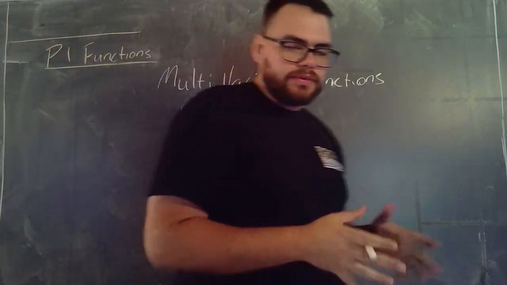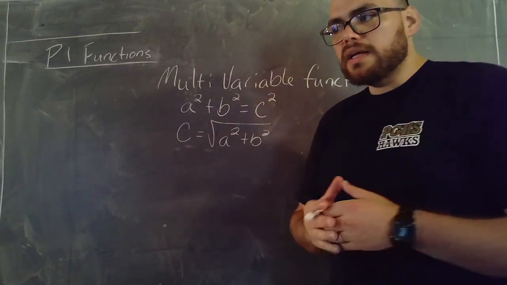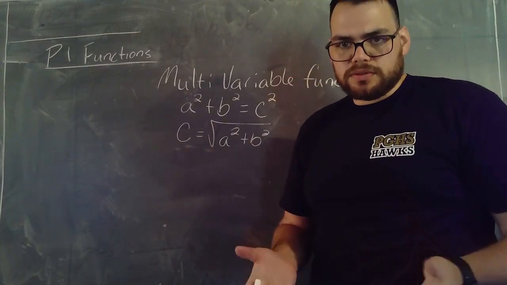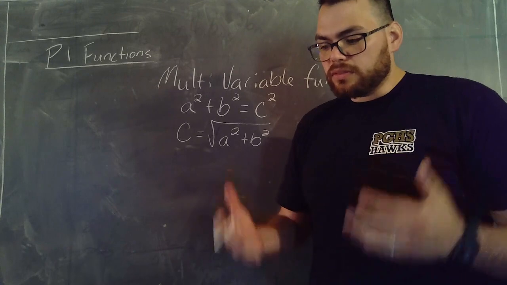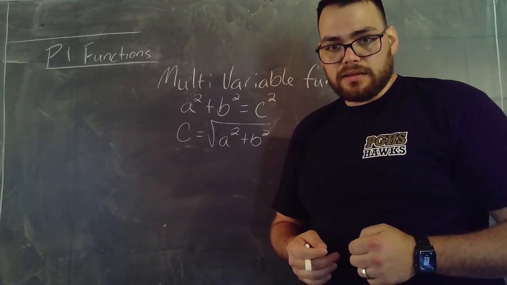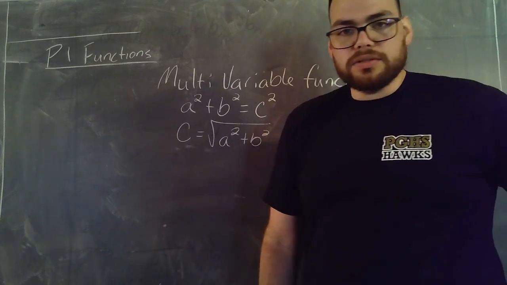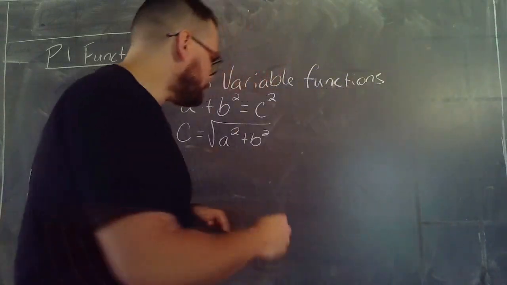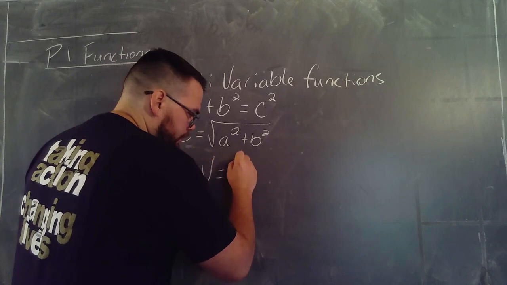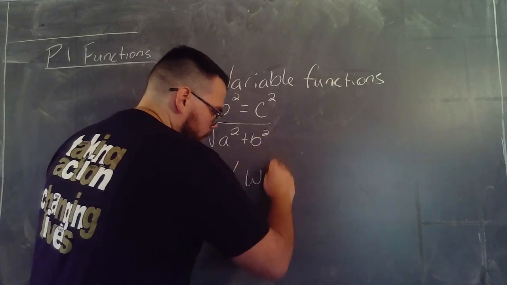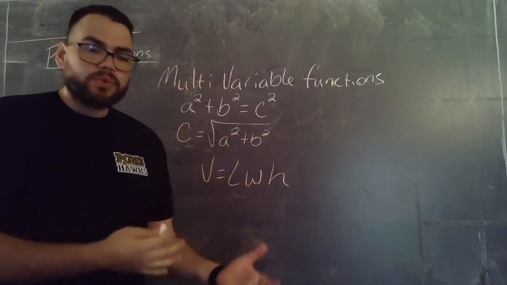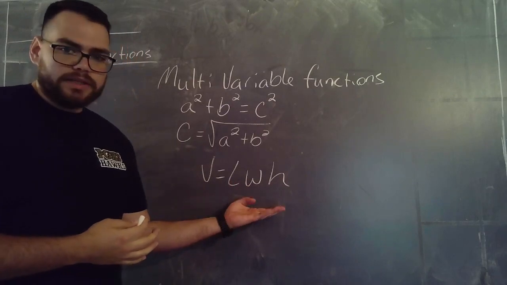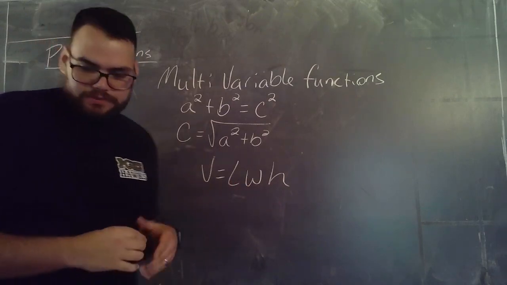Another multivariable function that we actually use a lot is volume. Volume is also a multivariable function. We have three variables in that is related to what the volume is. The volume of the room that I'm in. Volume is equal to the length times the width times the height. We have three variables here that's related to this dependent variable of volume.